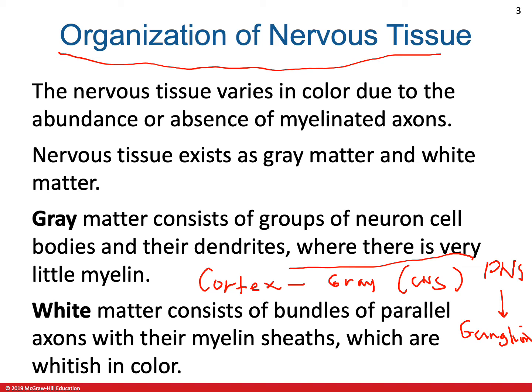Next is the white matter. White matter consists of bundles of parallel axons with their myelin sheaths with a white color. So this is your myelinated. White matter of the CNS forms nerve tract. Okay, so white matter in the CNS has the nerve tract.